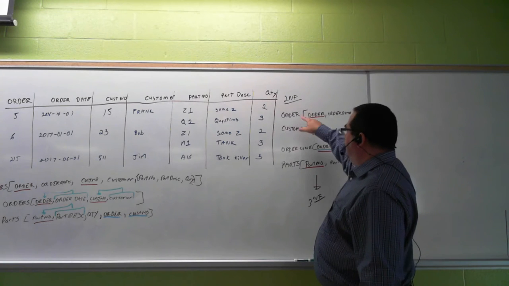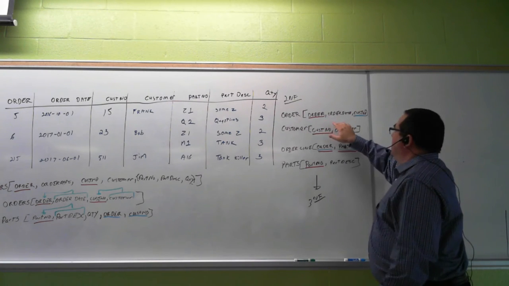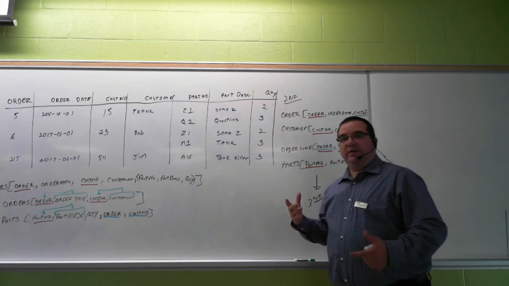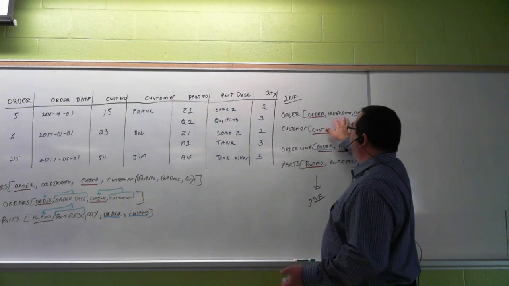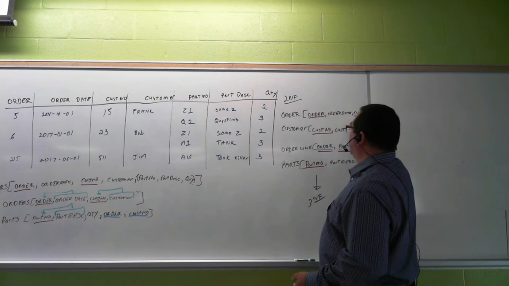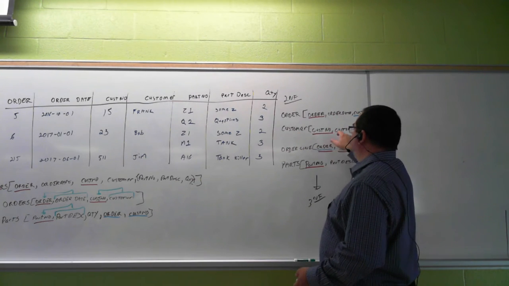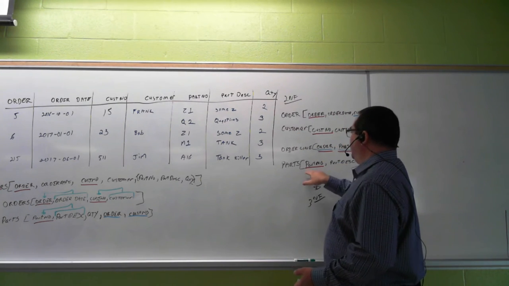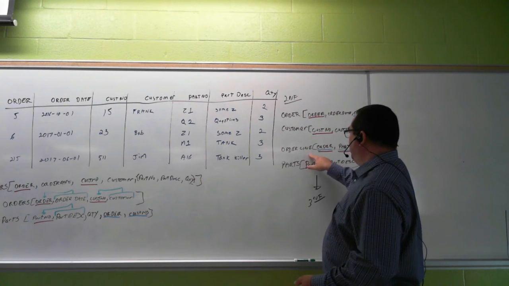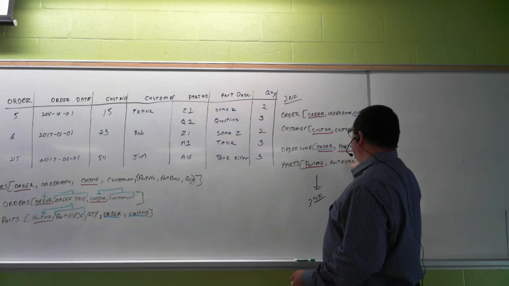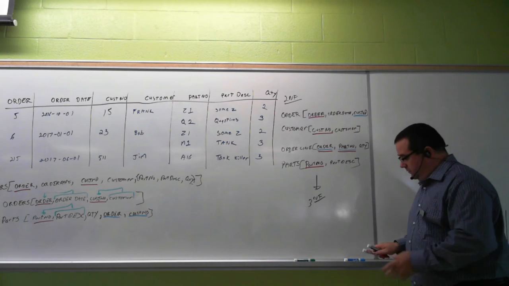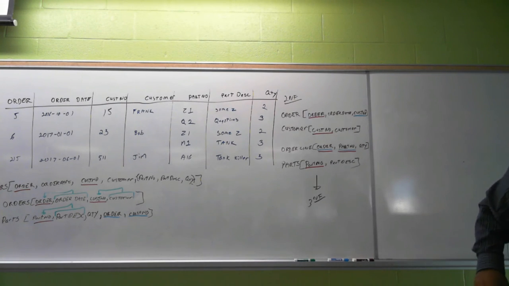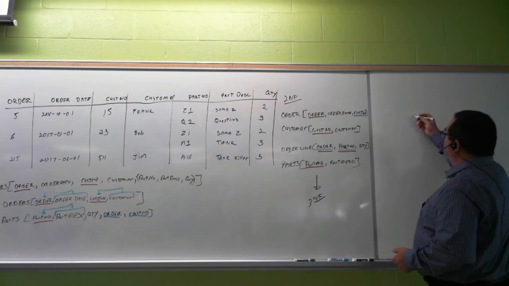Once you're done, you should have nice relations where nothing can be broken down any further. In other words, the order, we can't break it down any further because we've got the order number, the order date, and the customer number. The customer has the customer number and the customer. The parts has the part number and the part description, and then the order line has the order, the part, and the quantity. And if I were to draw that as one of our conceptuals, it would look like this.